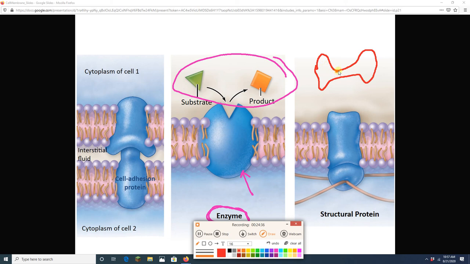Imagine that there are proteins, let's make them a different color, right here, and here, and here, and here, and also here, here, and here, and here. Then other proteins are connecting these guys, causing the middle of the cell to be kind of pulled in on itself. That's what structural proteins are doing, maintaining the structure of our cell, like our red blood cell here.